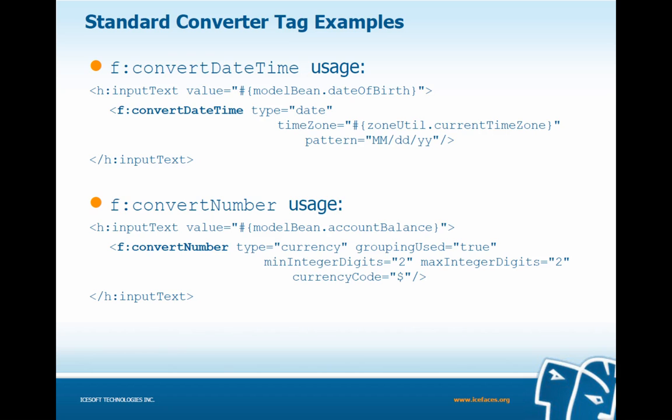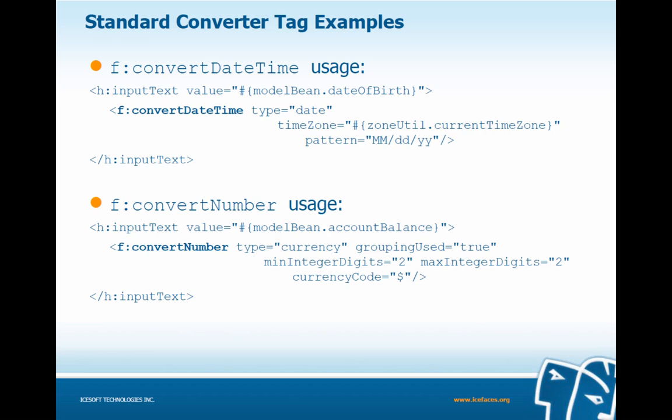To use the fConvertDateTime tag, we would nest it within an input text component or as a child of that component, and we have three attributes set. It's of type date, we've defined a time zone, and we've specified a date pattern.